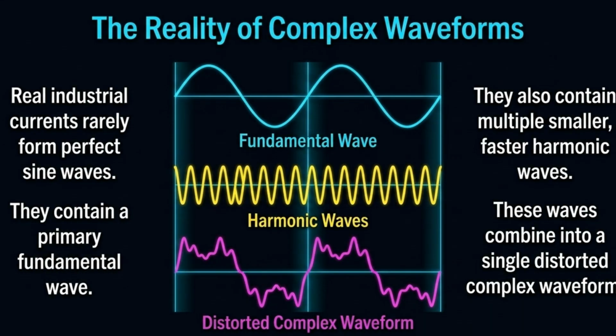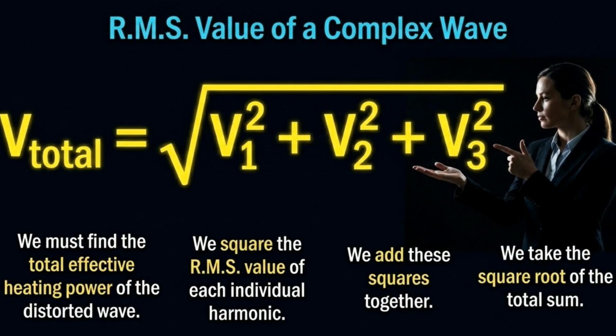In reality, industrial currents are rarely perfect. They often contain harmonic waves that combine with the fundamental frequency, creating a distorted, complex waveform. When dealing with these complex waves, we calculate the total RMS value by squaring the individual harmonic values, adding them together, and then taking the square root.